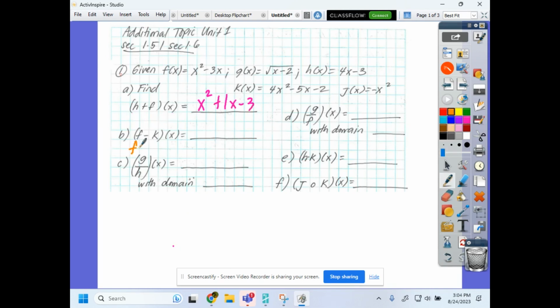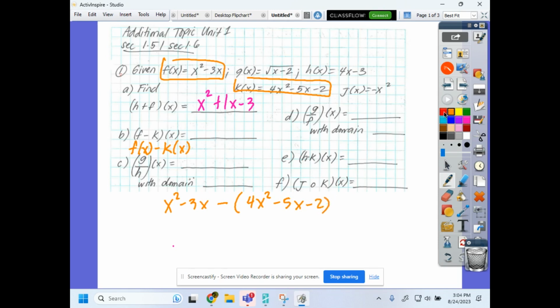Being asked f of x minus k of x. So what's f of x? F of x is right here. You can subtract it with k of x. Where's k of x? K of x is right here. So I'm going to subtract x squared minus 3x minus the quantity, or the group, of k of x, which is 4x squared minus 5x minus 2. Take note, there is a parenthesis here. Distribute the negative: negative 4x squared plus 5x plus 2.